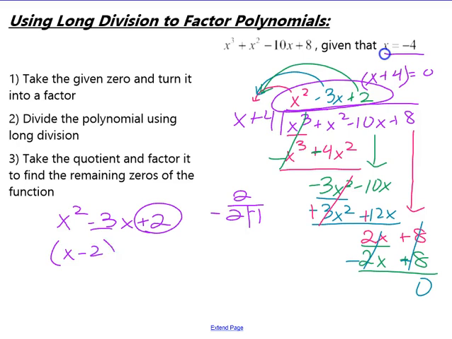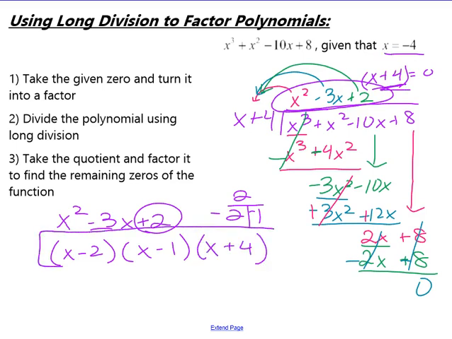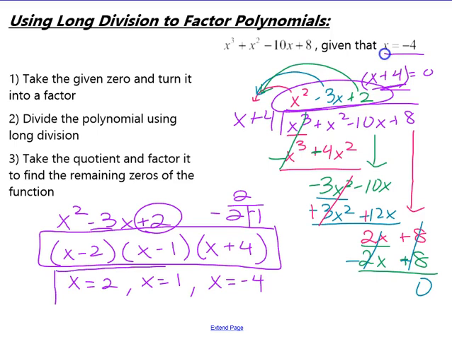So we're going to get x minus 2 and x minus 1. And this is our fully factored form. These two that we found, and then our original factor, x plus 4. So here's our factored form. If we wanted to find all the zeros of the function, we already know that x plus 4 gives us x equals negative 4. We would set our other factors, x minus 2 and x minus 1, equal to 0, and solve. So we get x equals 2 and x equals positive 1. So here would be our 3 zeros of the function.